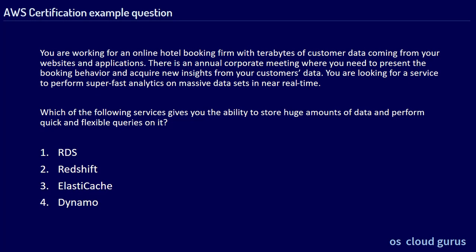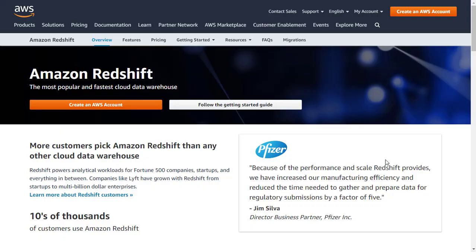And the answer is Redshift. And why is it Redshift? We find again the answer in the description or in the question here: perform super fast analytics. So why is this Redshift? Let's have a look at the description here. Popular and fastest cloud data warehouse, and you can do analytics. Of course, this seems to be a data warehouse.